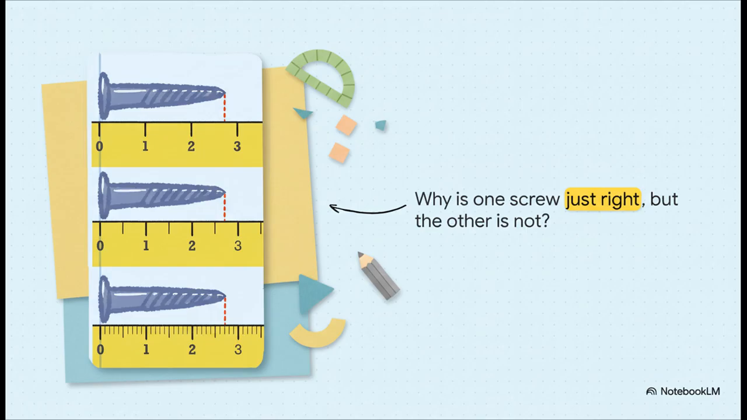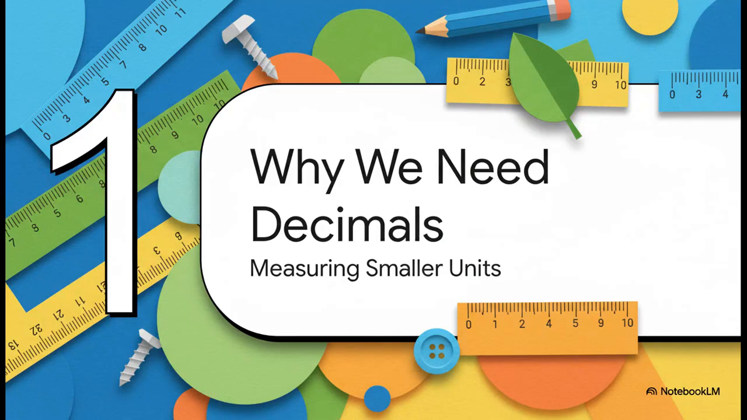Sometimes, whole numbers like 1 centimeter or 2 centimeters are not enough. We need a way to talk about all that little space in between the numbers. So how do we do that? How do we measure those small spaces between the marks on our ruler? How can we describe something that's a little more than 2 but not quite 3? Well, this is exactly why we need decimals. They're the key to unlocking these in-between measurements.